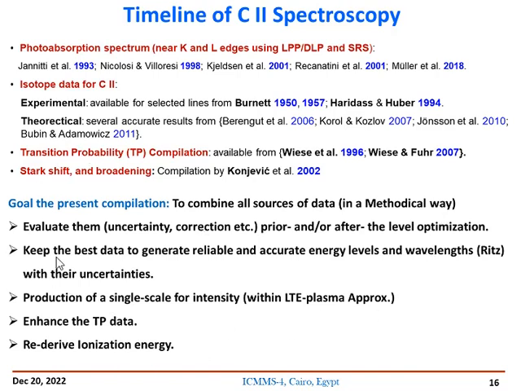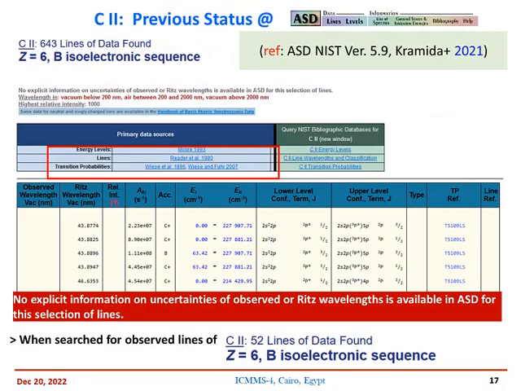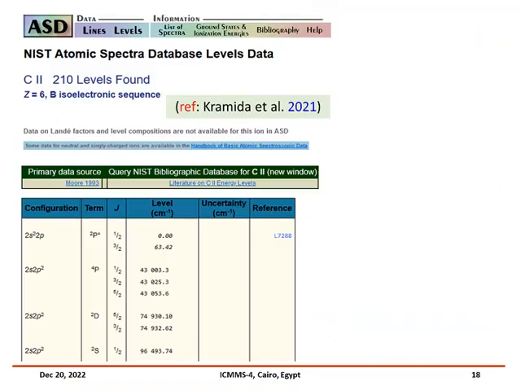I have already explained what the goals of the critical evaluation are, so I'll just skip it. Here is the spectral line data of C II in ASD NIST in its version 5.9. The primary data source for this data is the Moore table. However, no data in this table has explicit information on the uncertainty of the observed wavelength. The level data for C II are also from the Moore table. Again, no uncertainties for energy levels. Therefore, the spectrum needs a critical evaluation.